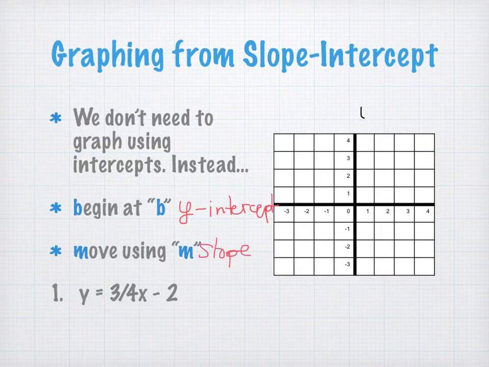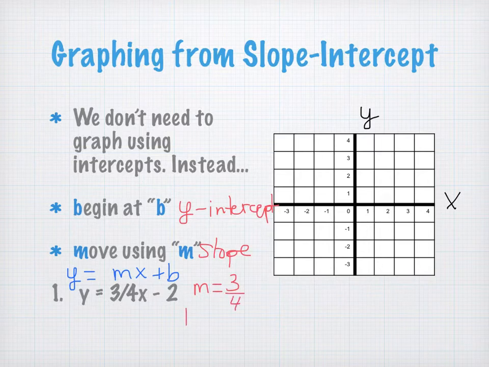So let me label, here's our y-axis, here's our x-axis. And I'm also going to label, so if this is in slope-intercept form, right? Y equals mx plus b. That means my slope is 3/4. That's what is in front of the x value. My y-intercept is a -2. So going over to our graph, I'm going to start on the y-axis at -2. So go down 2 and put a point.